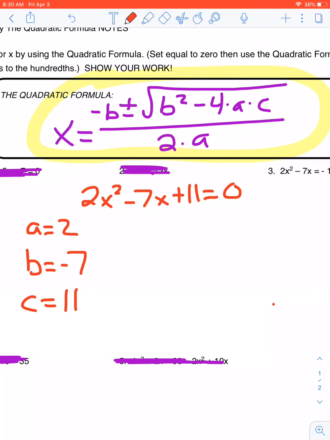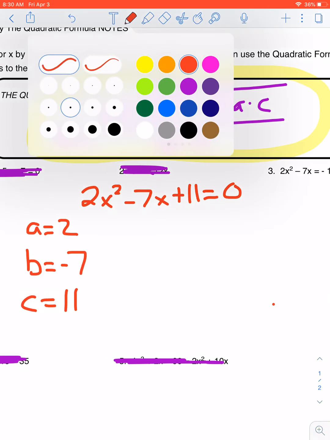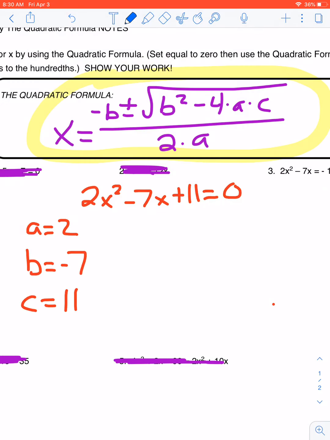Okay? And then once I figured that out, I'm going up here to my old friendly quadratic formula, and I'm going to plug and chug in my numbers to make sure I'm good to go. This answer is going to be a little bit different than the other ones, and that's why we wanted to save it for the last day.